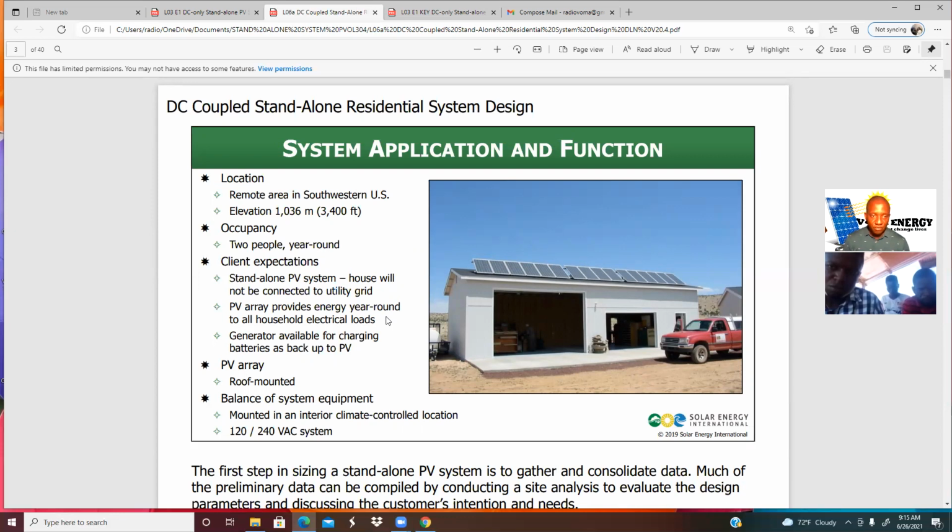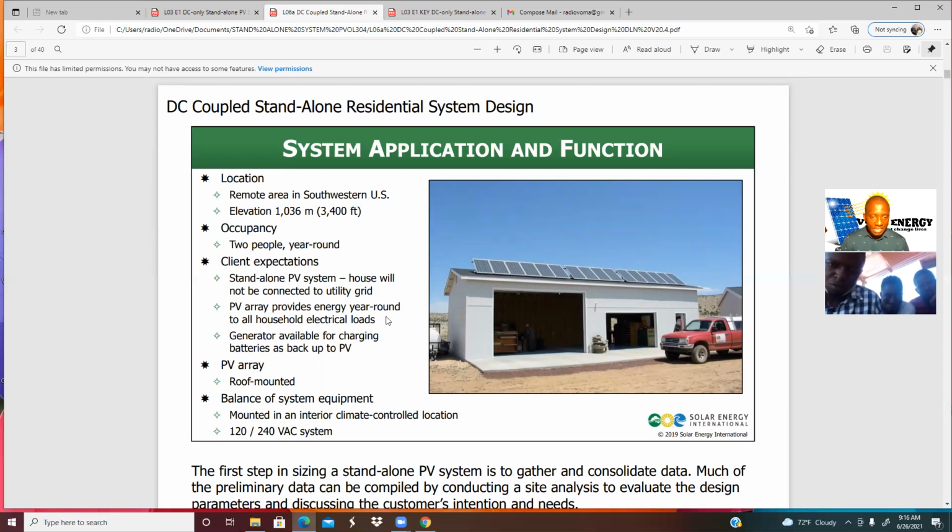We're going to use an elevation of 1,036,340 feet. That's the elevation of the land. The occupancy: 2 people living here year round. The client's expectation is a standalone PV system. The house will not be connected to any grid, which means there's not going to be any LEC current. It's going to be a system that will not have access to the grid. When they say grid, that means the utility, either your LEC in Liberia, we call it LEC.